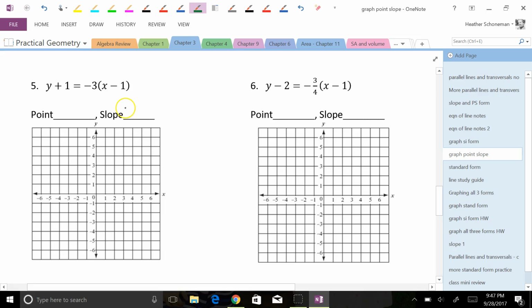Okay, if we turn the paper over, we've got more of these. The slope is negative 3. To graph it, we need to think of it as negative 3 over 1. And the point is going to be the opposite. Let me erase that so it's clear. The opposite of negative 1 is positive 1. The opposite of positive 1 is negative 1. So we'll go to 1, negative 1. And then we'll use our slope, which is going to be down and to the right. So down 3, right 1, up 3, left 1, and connect the dots.